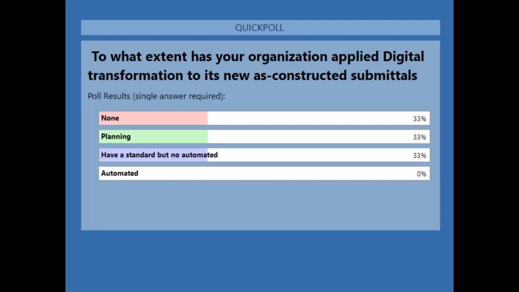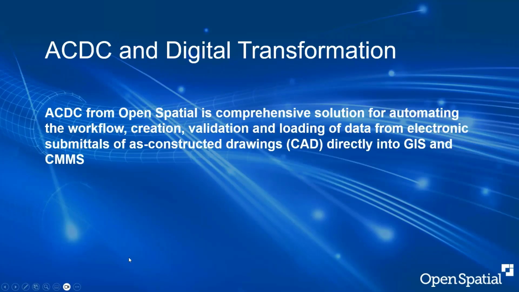I think we're in the earlier stages of digital transformation, and so here's the results of that. So in terms of ACDC itself, for those who've not seen ACDC before, it's a comprehensive solution, and it's really focused on automating the workflow, creation, validation, and loading or conversion of as constructed data, usually CAD. We can do GIS data too, but loading that straight into your GIS and CMMS system. So it really is focused on that handover from the construction side of it to the consumption of the data. And I'll show you why that's important and what we do there.